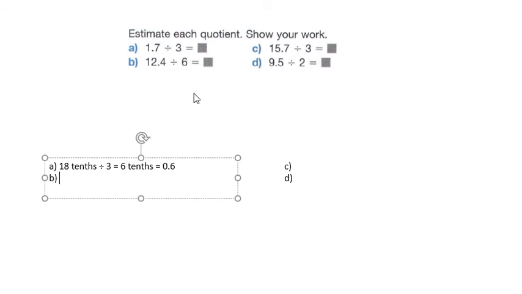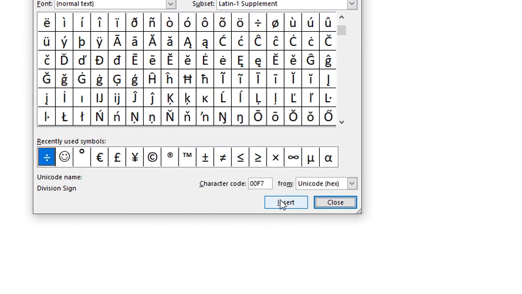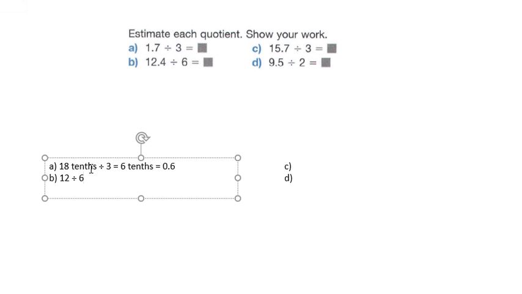And let's do the same thing with B. If I look at B right here, 12.4 divided by 6, I could round the number down to 12 divided by 6. So if I do 12 divided by 6, I can say 2, and that would be a pretty close estimate. But I think we can do a little bit better. Let's say I wanted to find a friendly number that is easily divisible by 6. Well, 12 already is. We don't have to worry about that. But what about this decimal 4?